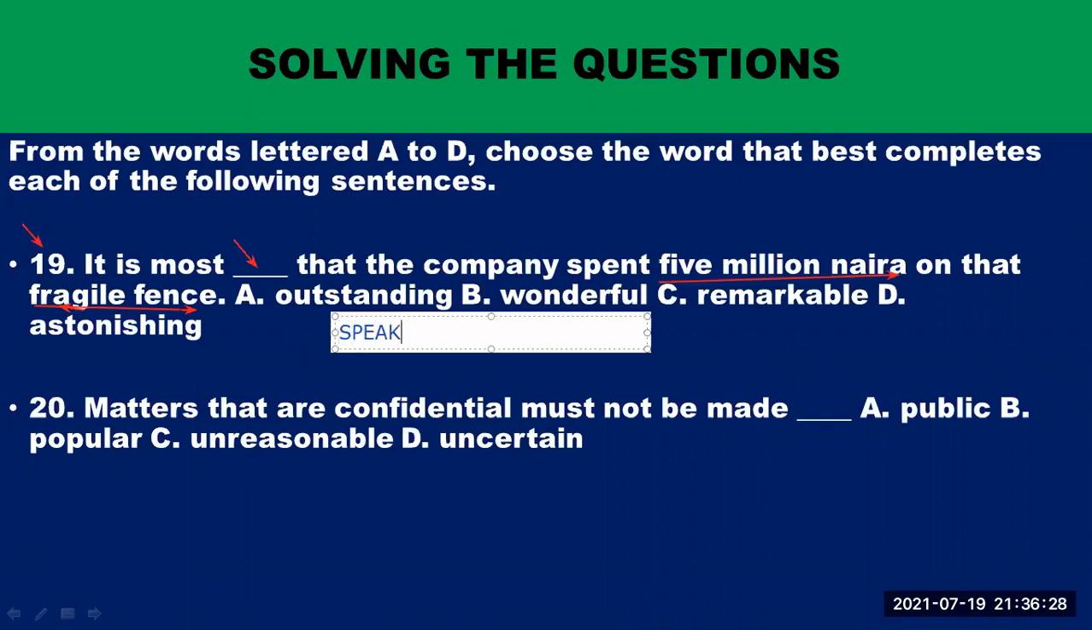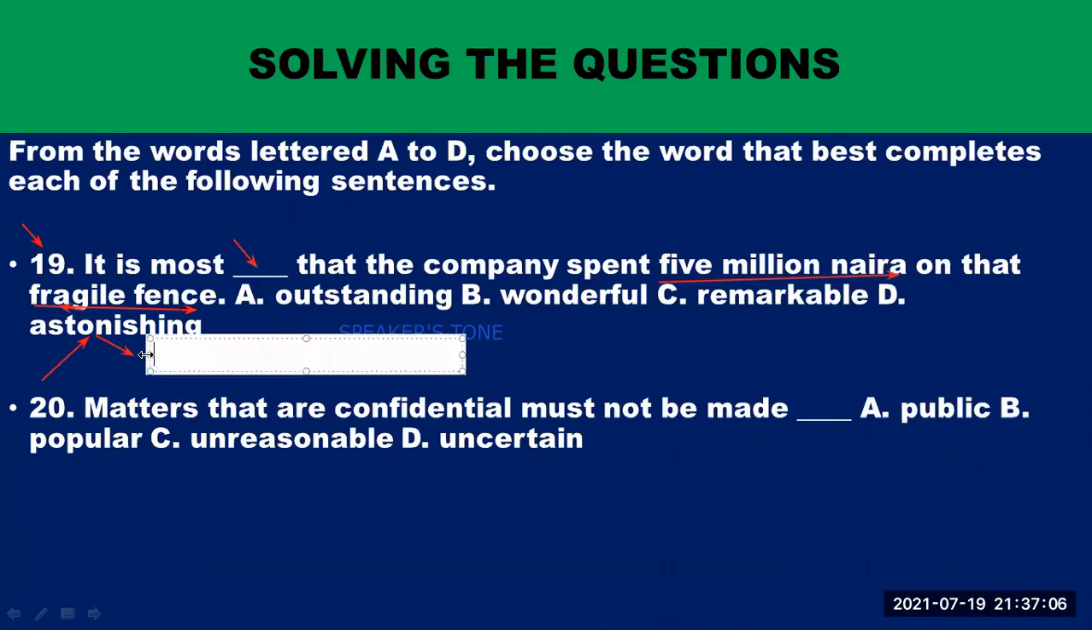So the appropriate word here is astonishing. You know, yeah, that is astonishing. It is most astonishing that the company spent 5 million naira on that fragile fence. Of course, if you are describing a fence that a company spent so much building as fragile, you can't say it is outstanding. You cannot say it is wonderful. You cannot say it is remarkable. It can only be astonishing that such huge expenditure was made for the construction of a very fragile fence.